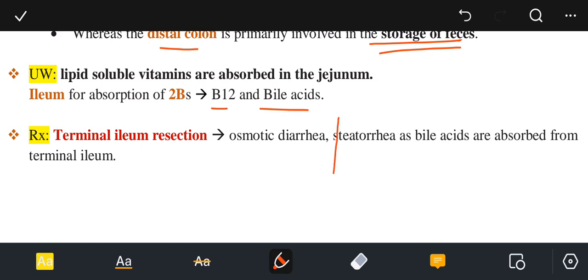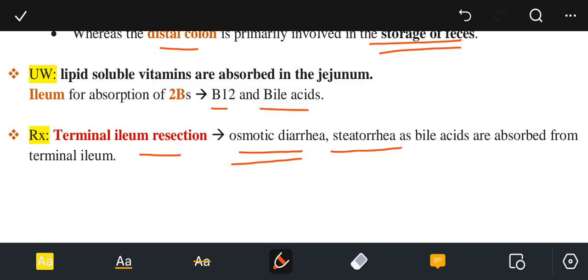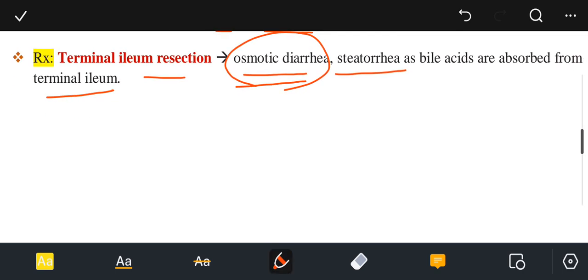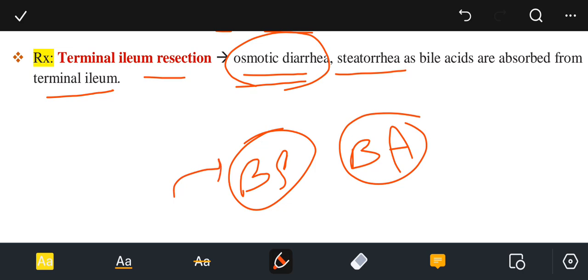There is a point from USMLE Rx that terminal ileal resection will lead to osmotic diarrhea and steatorrhea, as the bile acids are absorbed from the terminal ileum. And if there is no terminal ileum, the bile acids will not be absorbed. Here they have written osmotic diarrhea because that makes a lot more sense: the bile salts and the bile acids are osmotically active and can draw water with them if they are entering the colon. So more and more water is entering the colon, and that will cause osmotic diarrhea.